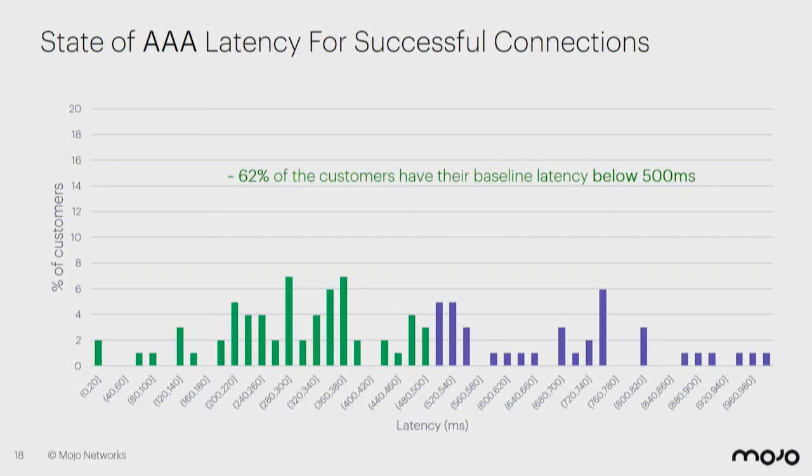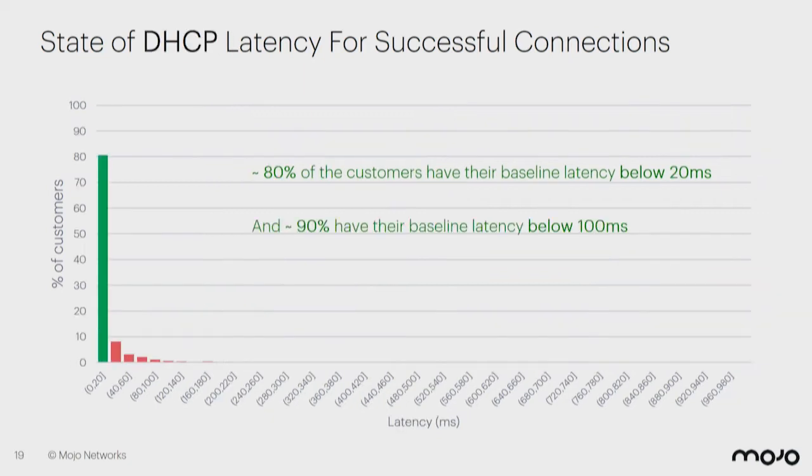We're seeing that only 62% of customers have their baseline latency below 500 milliseconds. And remember, 500 milliseconds is large in the Wi-Fi world, right? That's something interesting, and hold on to this thought. We'll come back to AAA latency again. Similarly, DHCP latency, if you see, DHCP is a very lightweight protocol, and compared to AAA, we are seeing that most of the organizations have DHCP latency below 100 milliseconds. I think that's good news, and we will come back to more analysis with respect to these latencies later.